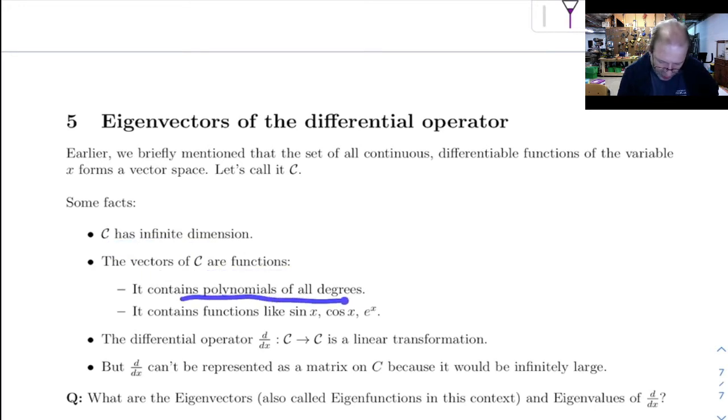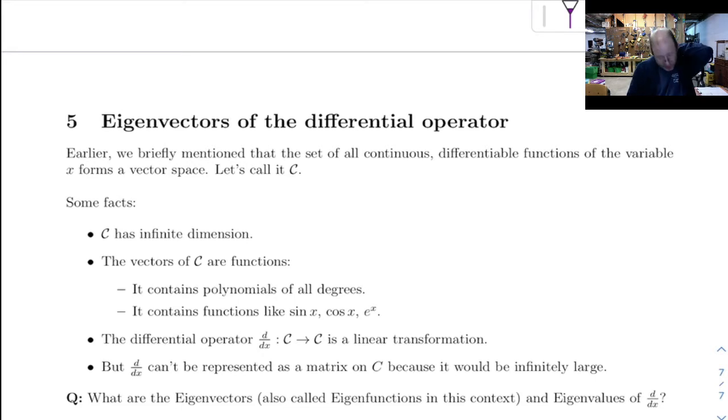So like all the polynomials of all degrees would be included in there. So like P, the set of all polynomials, would be a subspace of this thing. But this contains not only polynomials, but it includes all the other continuous functions like sine, cosine, e to the x, all that kind of stuff. The differential operator is a linear transformation.